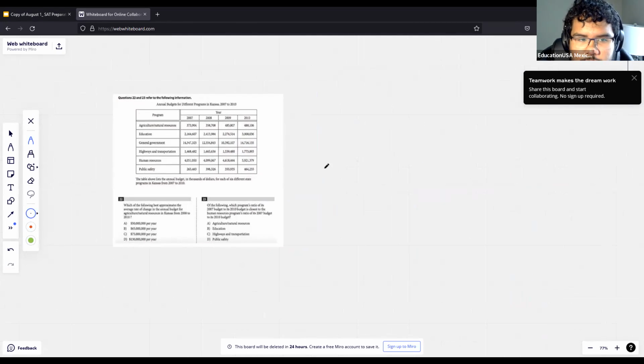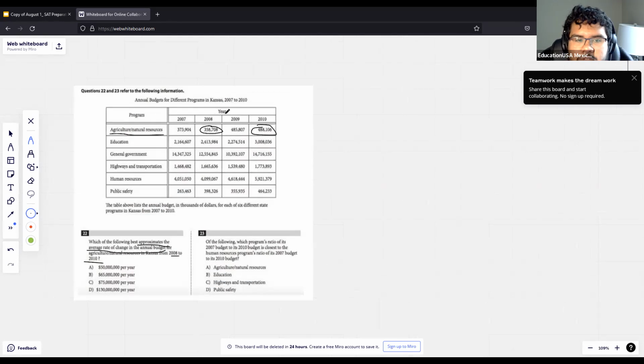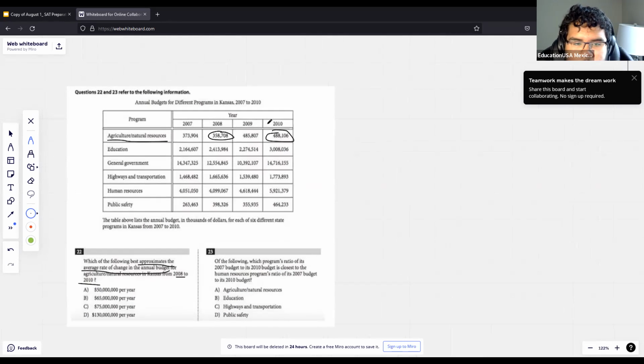Okay, so let's look at the first problem here. This one is asking which of the following best approximates the average rate of change in the annual budget for agricultural and natural resources in Kansas from 2008 to 2010. So this problem is asking right now about these two values in particular.